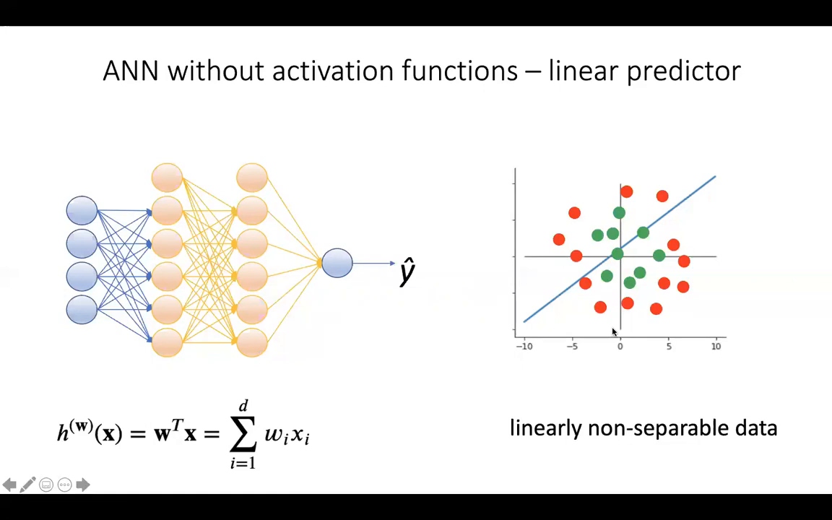And basically, if we have data that cannot be separated or fitted with a linear predictor, as we can see, for example, here, where one class of the data points is in the center of the circle and another is just surrounding it, this kind of linearly non-separable data cannot be fitted properly by only a linear model. So there is no use of implementing such a huge network if there is no activation function, if there is no non-linearity there.